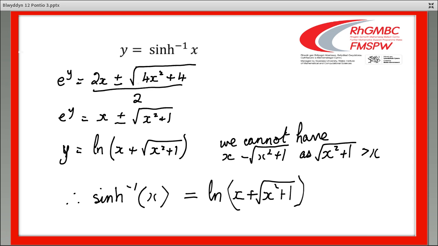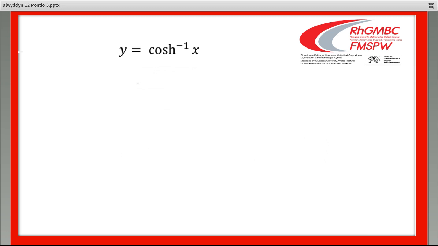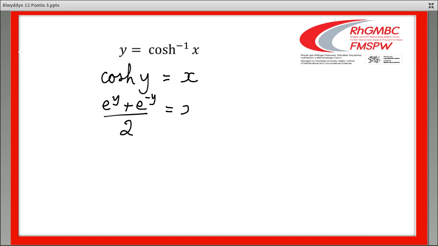Now, with the other two, you've obviously got cosh as the next one. Again, trying to do the same as we do with sine, cos, tan. It's sinh, cosh, tanh. So we work in that way. Go through the same process. Cosh of y equals x. So e to the power of y plus e to the minus y, divided by 2, equals x.